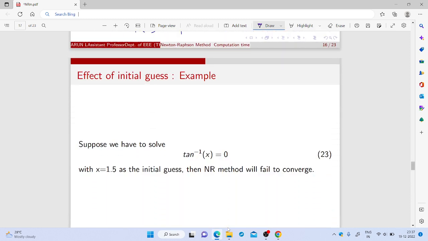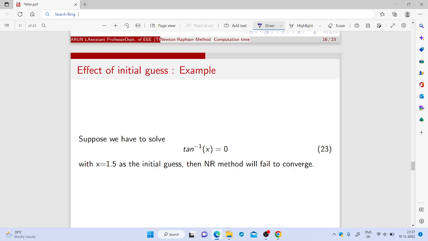So let us take an example. Suppose we have to solve tan inverse of x equal to 0. This is a nonlinear equation. Suppose we start with an initial guess x equal to 1.5. Then if you do this Newton-Raphson procedure, you can see that the method will fail to converge. This is because this is not a good choice of initial guess. So the main point to remember is that Newton-Raphson method may fail to converge if your initial guess is not properly selected.